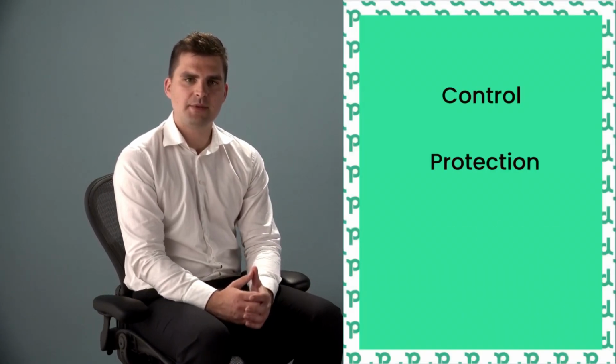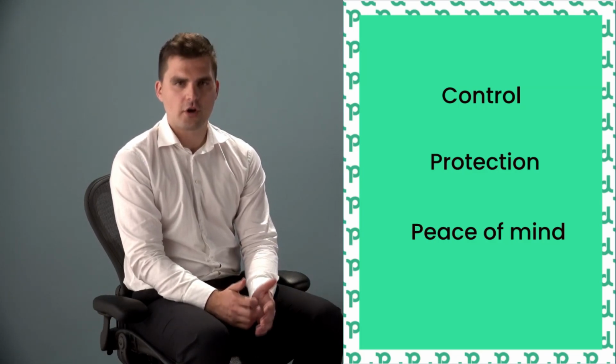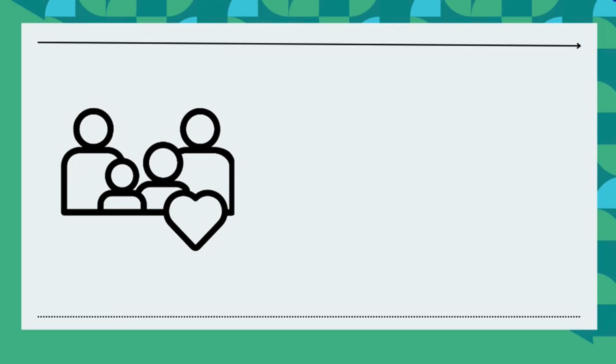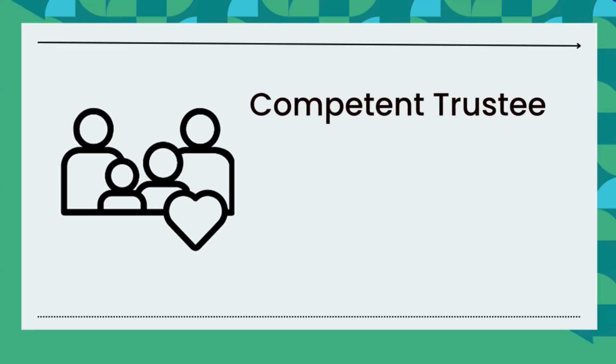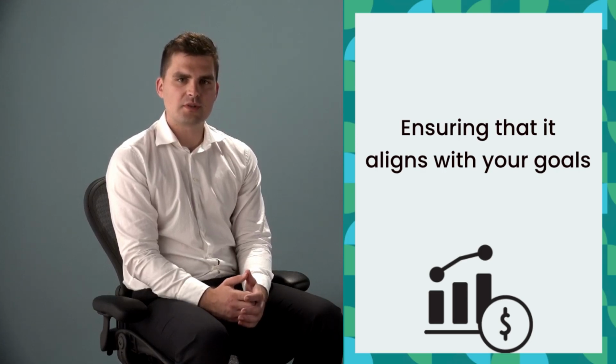While there are challenges in managing a life insurance trust, the benefits of control, protection, and peace of mind for your loved ones can make it a valuable component of your overall financial planning. Let's now discuss how to set up a life insurance trust, which involves a few key steps. First and foremost, you need to select a trustworthy and competent trustee who will manage the trust on behalf of your beneficiaries. The next step is to work with professionals to establish the legal documentation for the trust, ensuring that it aligns with your goals and wishes.